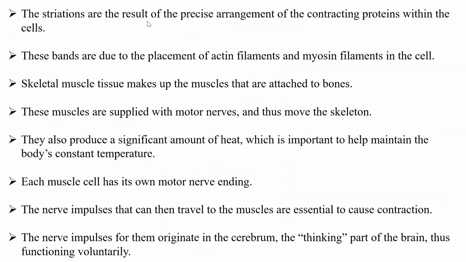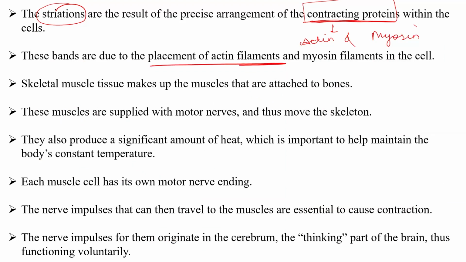The striations are the result of the precise arrangement of the contracting proteins. So we know it has actin and myosin within the cells. These striations are the result of those contracting proteins which are present within the cells. These contracting proteins are actin and myosin. These bands are due to the placement of actin filaments and myosin filaments. Depending on the condition the muscle is in, it will form a dark band or a light band on the basis of the contracting proteins, actin and myosin.